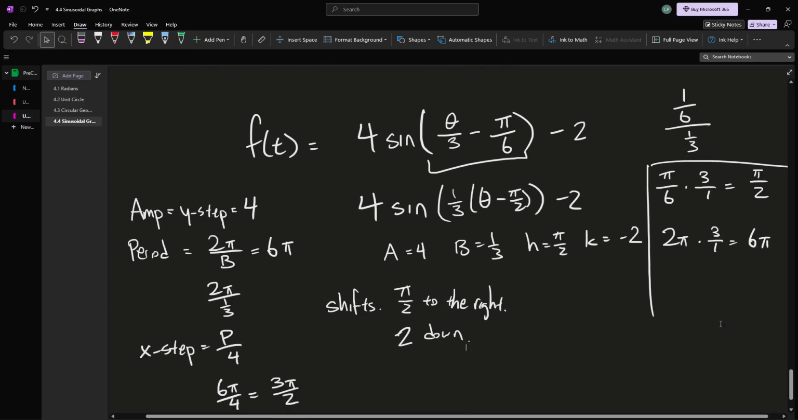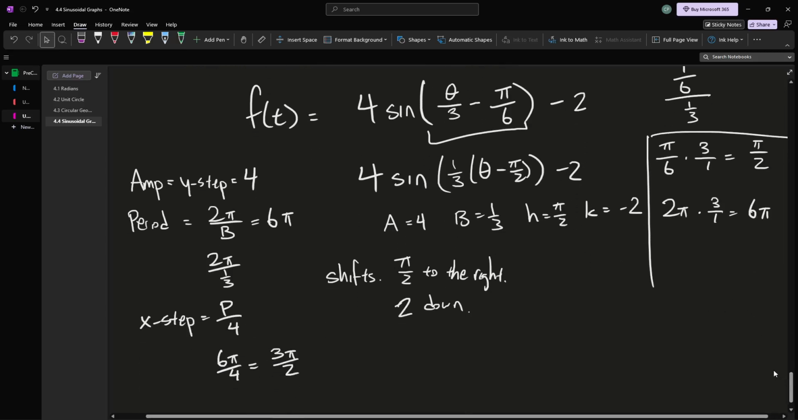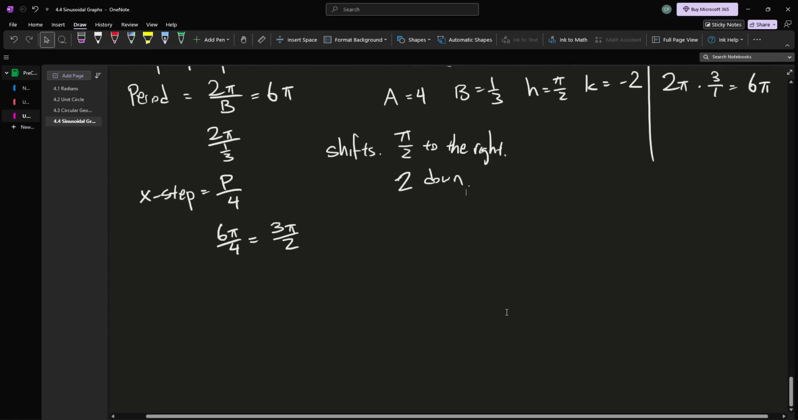And this is all the work that I do before I start to graph. Before I even make my axes, I have all this here. I have my equation that's given to me. I convert it into a nicer form that gives me all these values. I find my amplitude or my y-step, my period, my x-step, and my shifts. That is all the setup you need to do before making your axes.